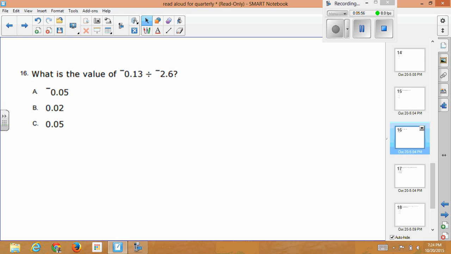Number 16. What is the value of negative 13/100 divided by negative 2 6/10? Is it A, negative 0 5/100, B, 2/100, C, 5/100?